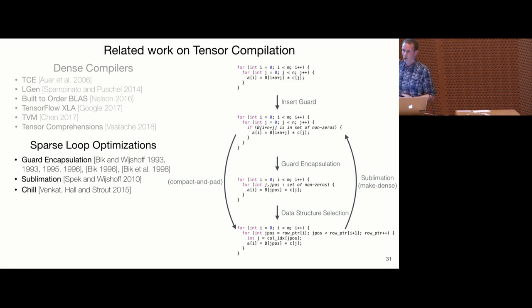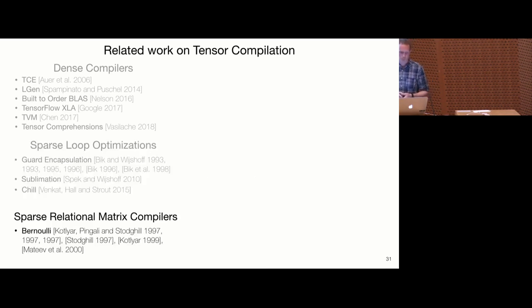So this system they have would only work for things that have a single sparse operand and is multiplied by something else. So it's also limited in scope, which is to be expected given that they have a harder problem. It's also limited in the number of formats they support. There's also some work from Pingali and his students when he was at Cornell.